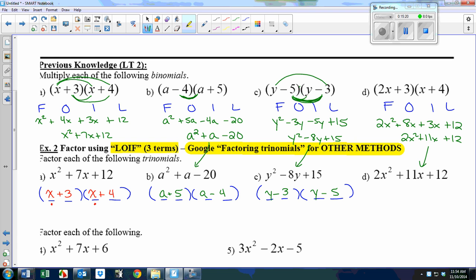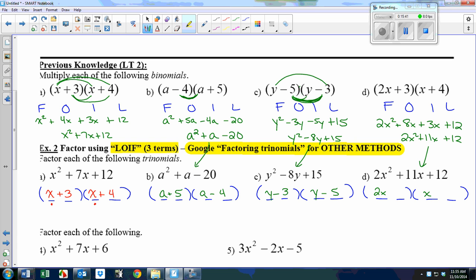Now the thought process doesn't go out the window in D, but it changes a lot. When you set up your two parentheses and you think about your F, what multiplies to make 2x squared? You're going to say 2x and x. And that just changed everything.